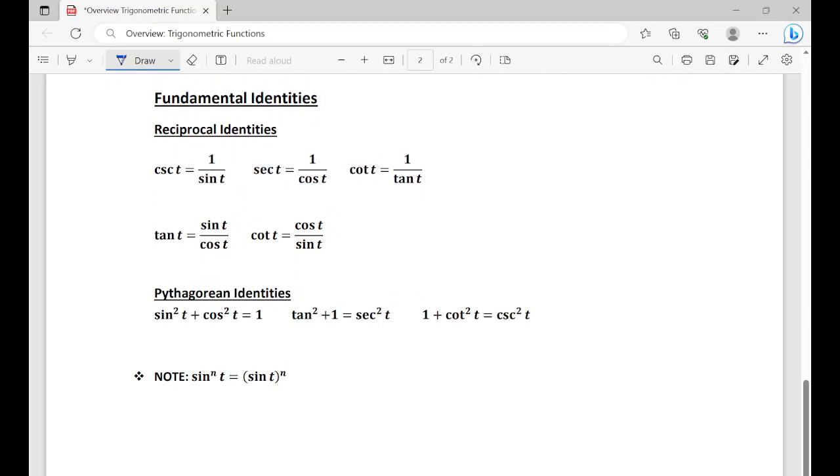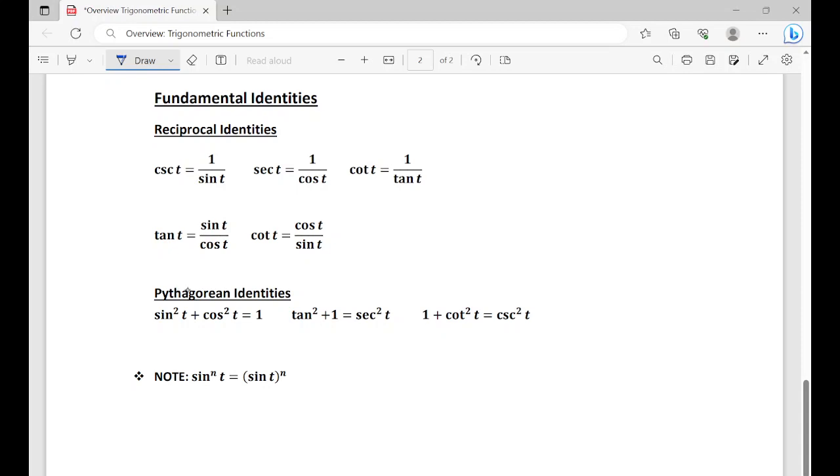Last, there are some fundamental identities. So we mentioned before, but I'm going to spell it out more clearly. Cosecant is just 1 over sine. Secant is 1 over cosine. Cotangent is 1 over tangent. Tangent is just sine over cosine, and cotangent is just cosine over sine. So if you use x, y, or use sine and cosine, it's the same thing.